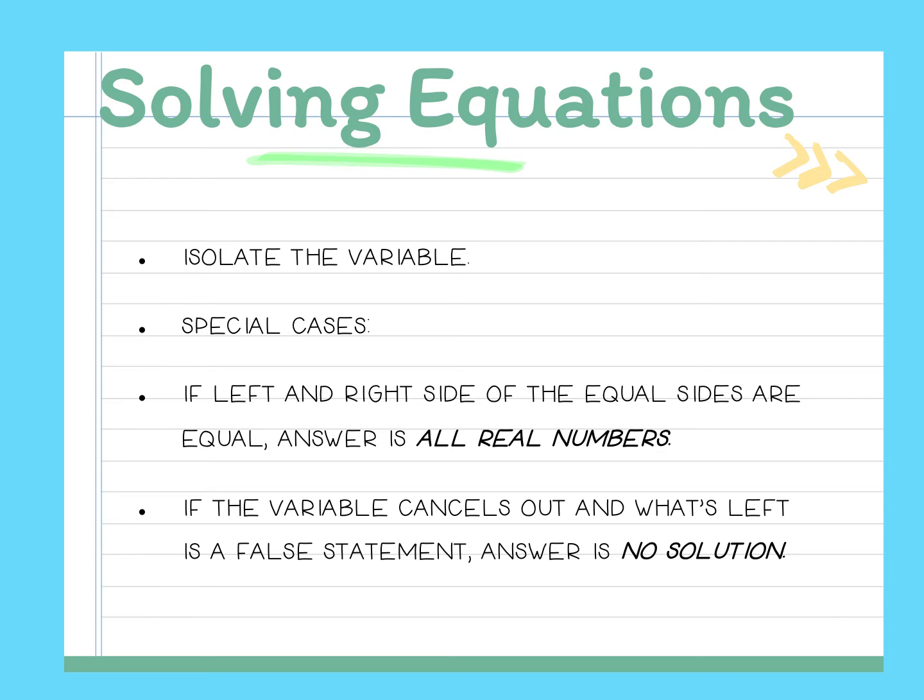There are special cases, which we're going to talk about in a minute. One, if the left side and the right side of the equal sign are equal, the answer is all real numbers. So if the variable cancels out, well, it doesn't even have to cancel out. If they are exactly the same on the left side and the right side, so if I had x equals x, 2x equals 2x, 1 equals 1, 0 equals 0, something like that, okay? Then all real numbers would be the answer. Any solution would work if you plugged it in.